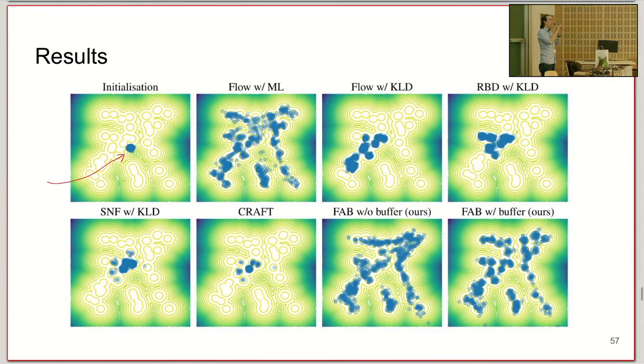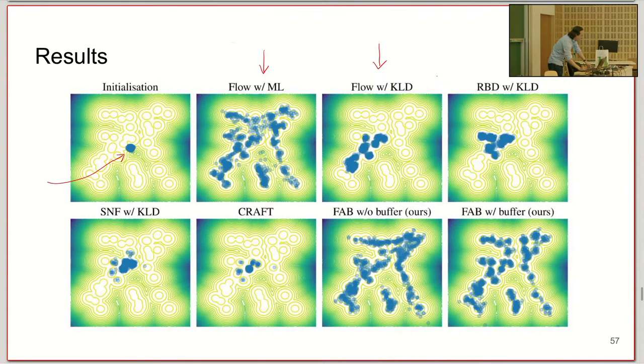This is what you obtain when you train by maximum likelihood, when you have data from the target. And obviously, you cover all the modes because you have data from all these modes. If you minimize the Kullback-Leibler divergence, then you get something like this, where you miss the modes.